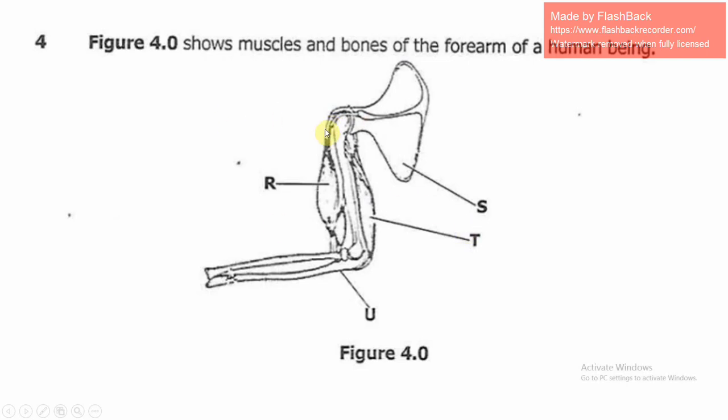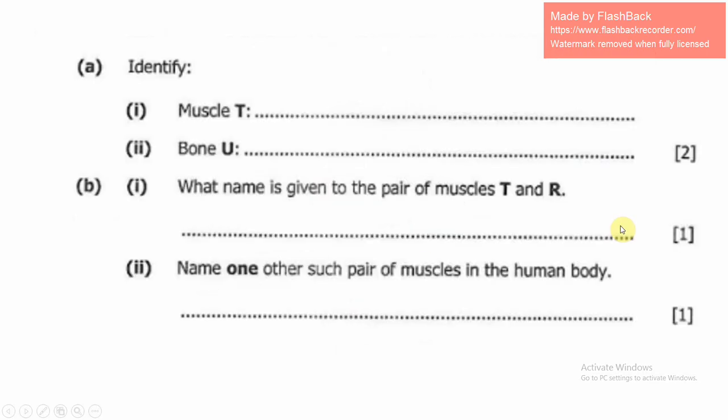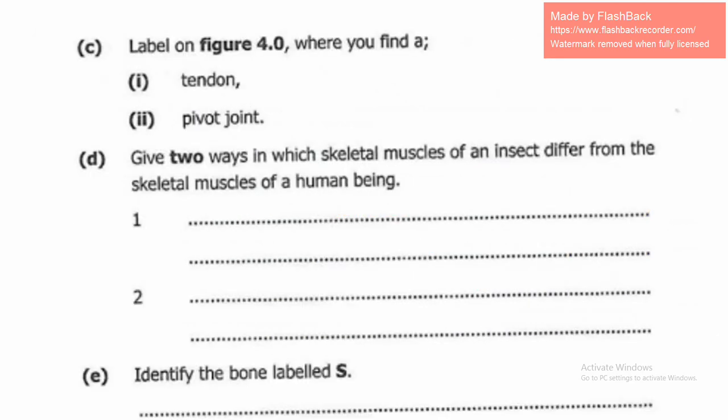In my video, I've not labeled. So you can label it here or here. It's up to you. Okay, then let's look at the next question. That's saying, we also label on the same figure 4.0 where we find a pivot joint.